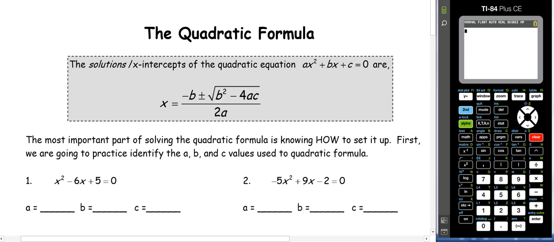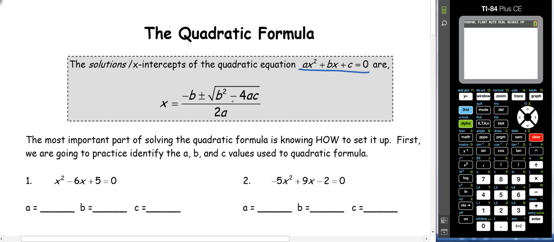This video is about the quadratic formula. The quadratic formula helps us find solutions or x-intercepts when our equation is in the form ax squared plus bx plus c equals 0. So what we do is we use our a, b, and c values in the quadratic formula. The quadratic formula is negative b plus or minus the square root of b squared minus 4ac all over 2a.